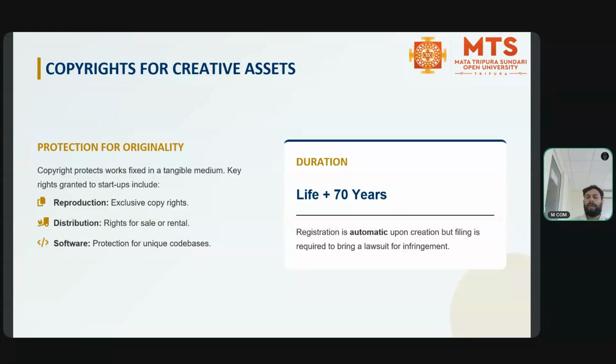Registration is automatic upon creation, but filing is required to bring a lawsuit for infringement. Means if someone has copied your product and is selling it in the market, then your product has been granted registration, that is copyright, prior to him.